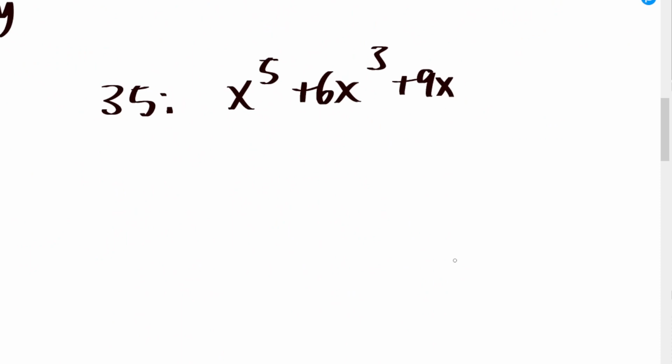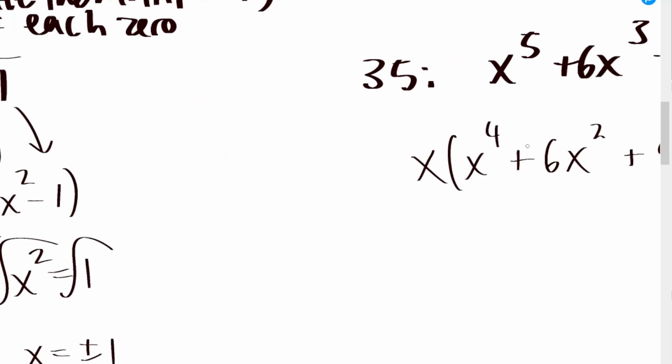35 is a little bit different. It's got x to the fifth plus 6x cubed plus 9x. Now, the first thing that we can do is just take a GCF. That's going to help us quite a bit. So x times x to the fourth plus 6x squared plus 9.